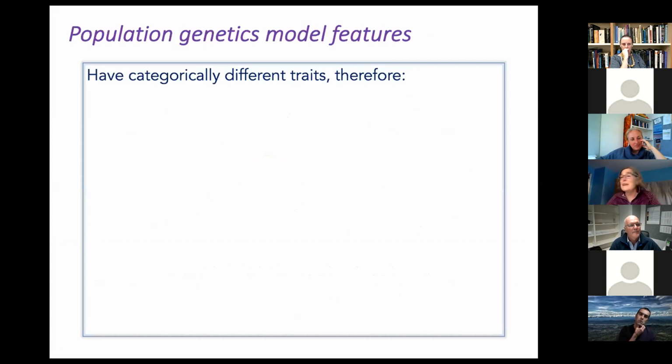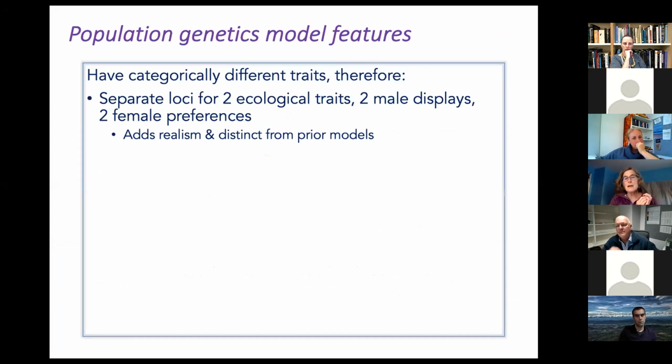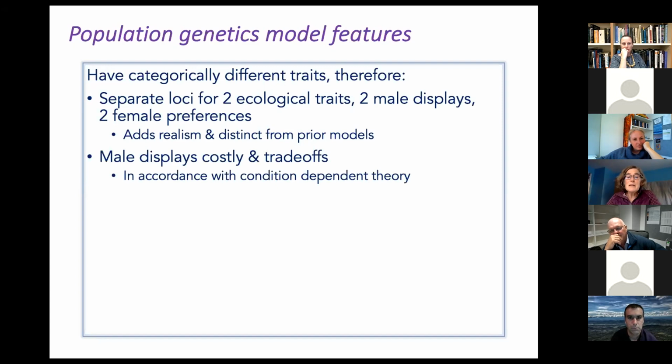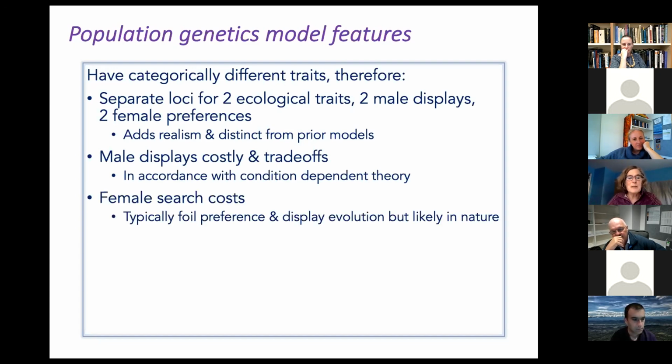And so I, again, don't have a whole lot of time, so I can't tell you all the structure of the model, but I can give you some of the basic features. So we do have these categorically different traits, and therefore the model has separate loci for the two ecological traits, the two male display traits, and the two female preferences. And this not only adds realism that I think is really important, but it's also quite distinct from prior models. The male displays are costly for the males to express, and we have those costs experienced in accordance with condition-dependent theory. And moreover, males who try to express two traits experience trade-offs from doing so.